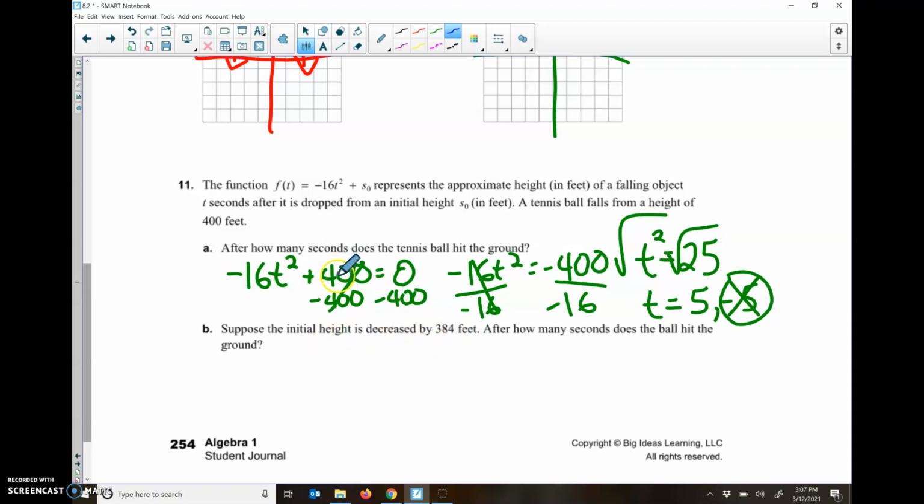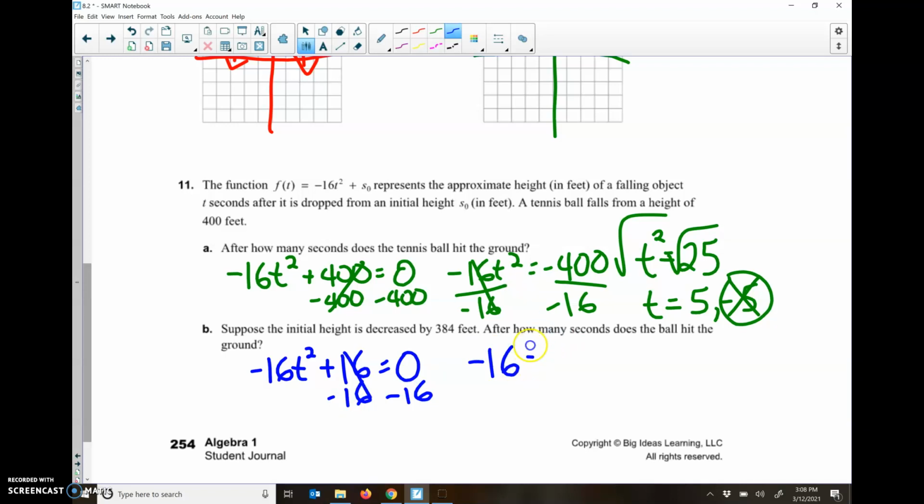Okay? And then B says, what happens if the height is decreased by 384 feet? Well, you started at 400 feet, and now if you decrease it 384 feet, well, that's really just dropping it from 16 feet. So now you're dropping it 16 feet off the ground. And some of you might already know the answer to this because something falls at 16 feet per second, so you could probably figure out what the answer is.